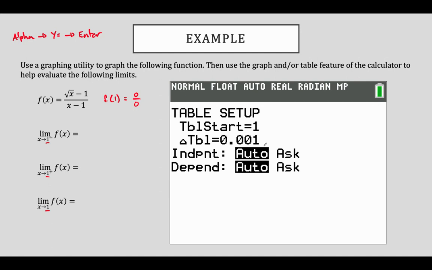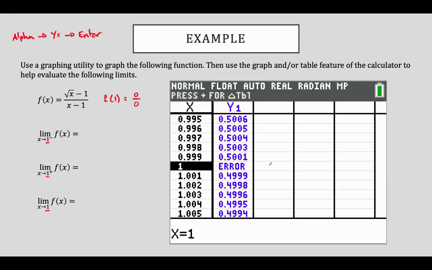Again, we want values that are going to give us x numbers that are close to 1, right? And again, independent and dependent, keep those in auto form. All right. Once we type that in, we can hit second graph, and that will bring us to our table. Scroll up a little bit until we have 1 right in the middle of our screen. And again, yes, it says error at 1. We know our function is undefined. When x equals 1, we have a hole in the graph.